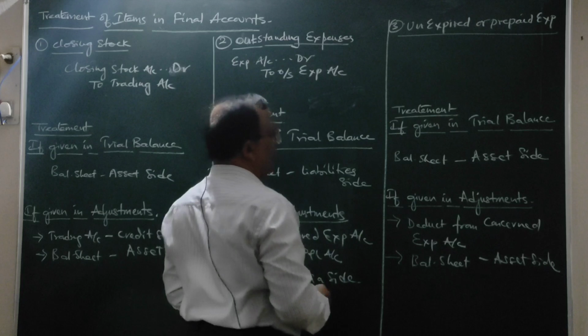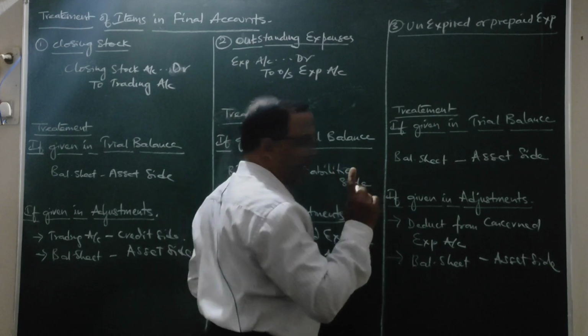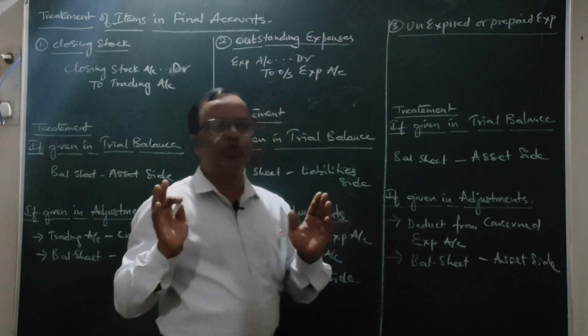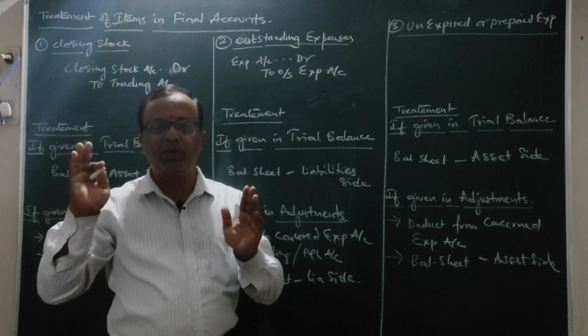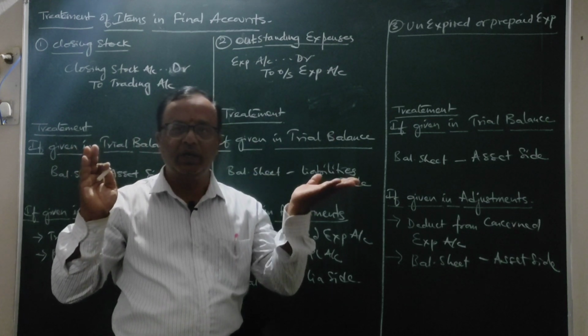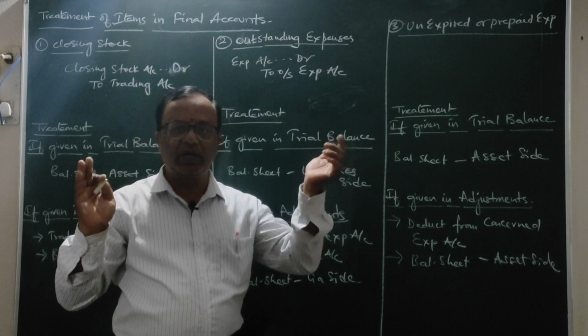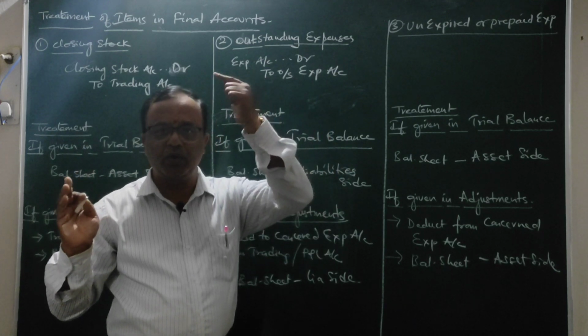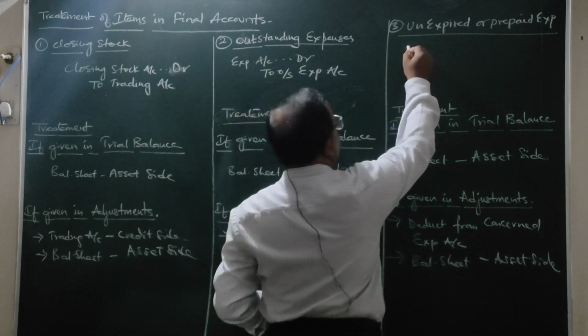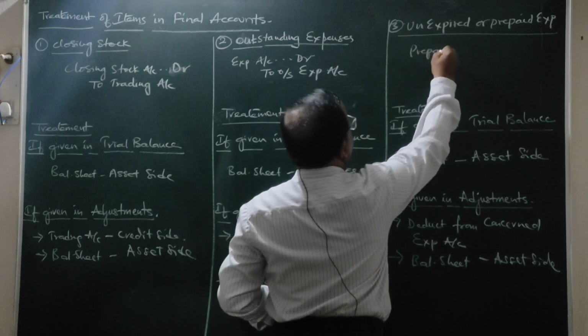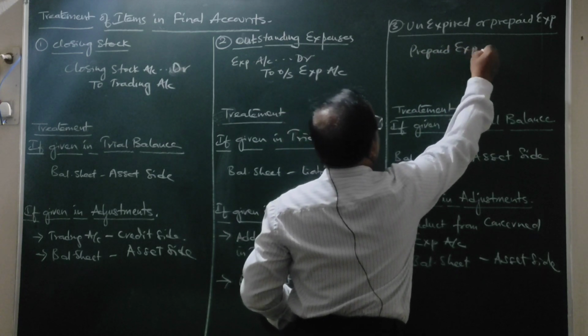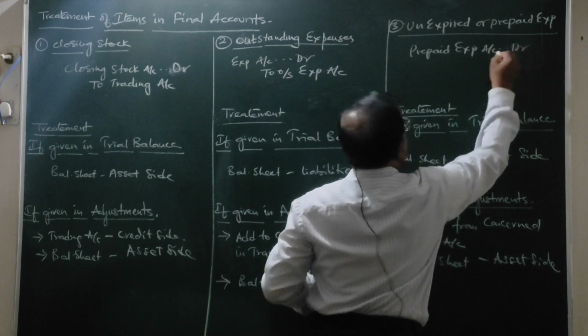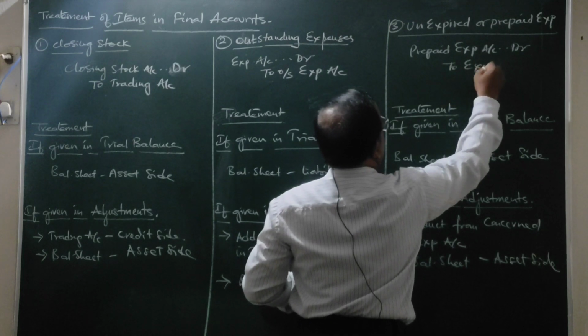What is the entry you are going to write from the expense account? We should deduct it. Normally expense accounts show a debit balance, so if you want to deduct from that, we should post it on the credit side. So it is a prepaid expense. Your entry will be: Prepaid expense account debit to expense account. That is the entry here.